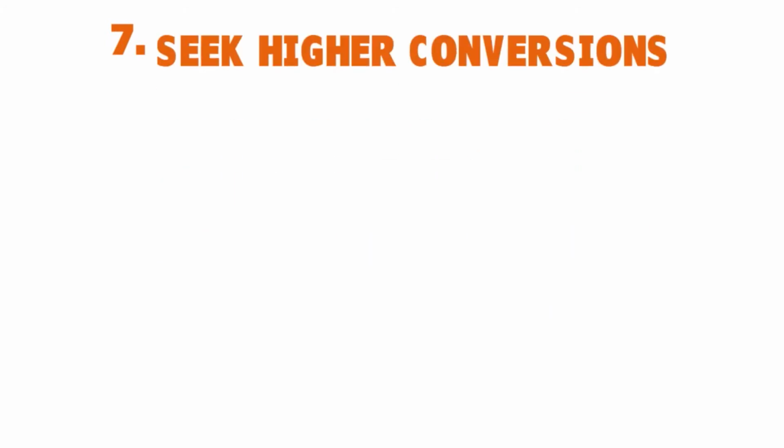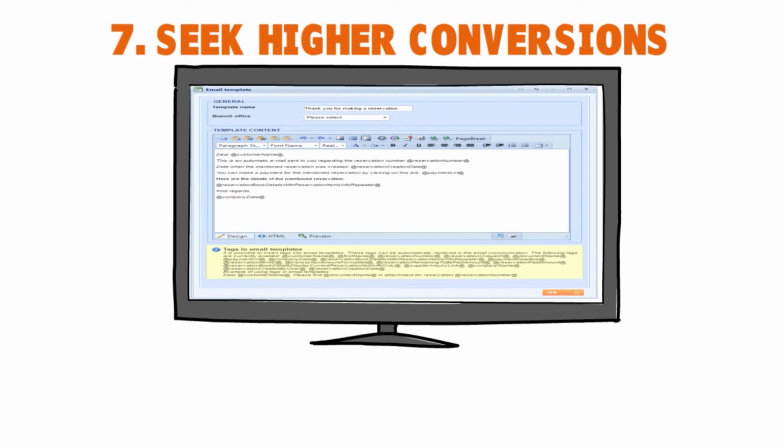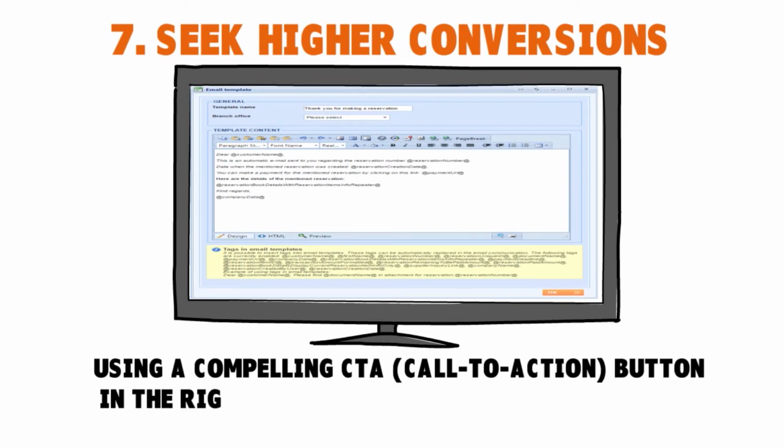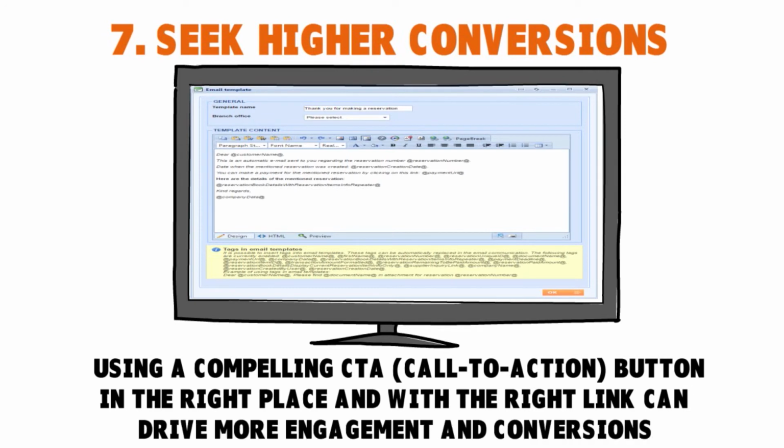Tip number 7. When it comes to designing your impeccable email newsletter, you want to seek higher conversions. Very important. We're not doing all of this because we want to be nice to our viewers or our readers. No. The whole goal, the whole deal here, folks, is to convert. So while email templates with the right content and upgraded design can increase engagement from contacts, using a compelling call to action, a CTA button, in the right place and with the right click can drive more engagement and conversions.